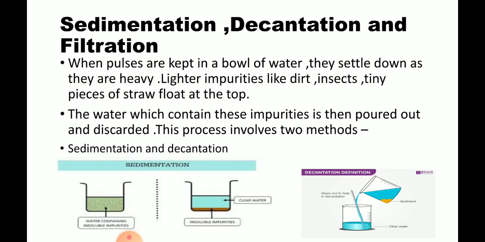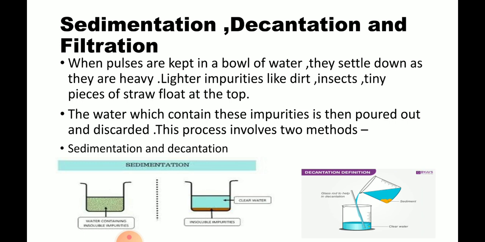See the picture? The pulses are mixed with water, and the particles which are heavy are insoluble. The pulses are insoluble in water. So they settle at the bottom and the dirty water is above. And then we can decant. Decant means it can be decanted by pouring or tilting the container, and the liquid can be collected in a different one.